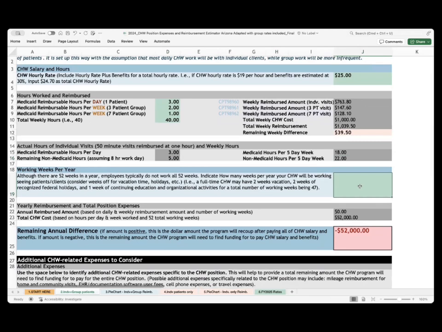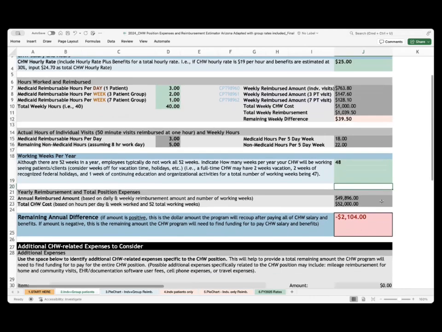One more box to fill in just to get our final number. This is how many working weeks in a year there are. We went ahead and borrowed this explanation from the South Dakota template. Although there are 52 weeks in a year, the average CHW is not actually providing all of these services for all 52 weeks. They suggest that with a couple of weeks of vacation and a couple of weeks of federal holidays, there would maybe only be 47 or 48 working weeks. So we'll just say 48.